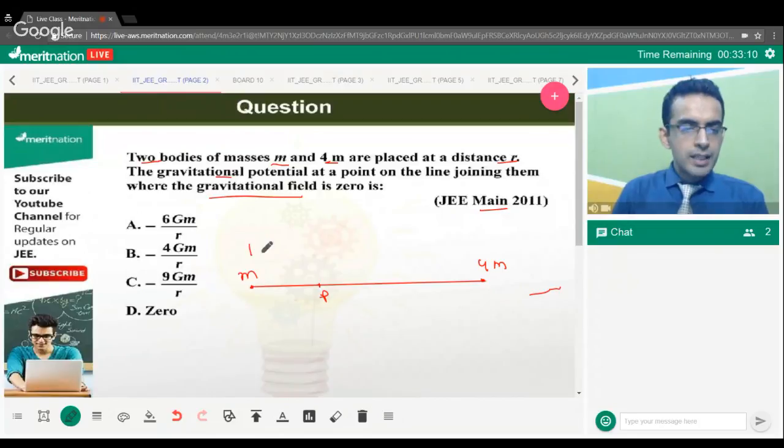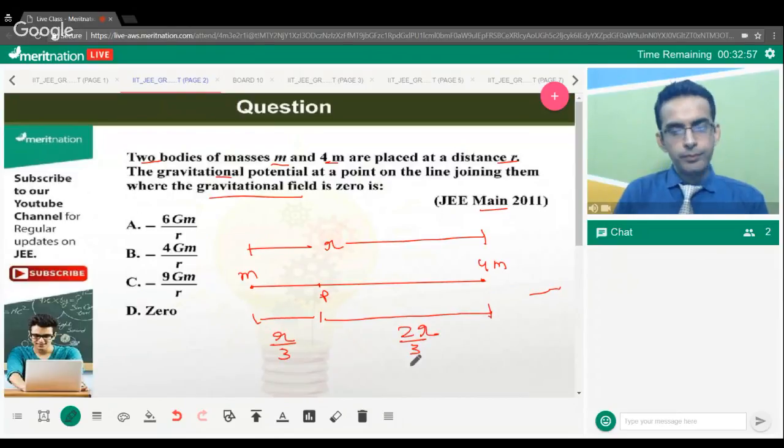So you can see that this distance is small r. And this distance is r by 3. So that means the other part will be 2r by 3. Right.